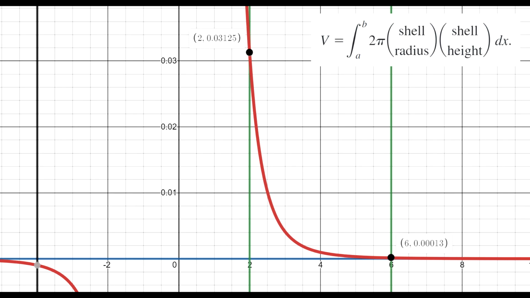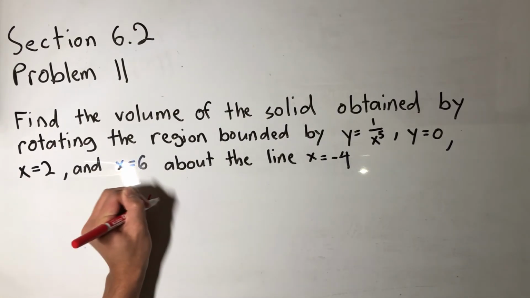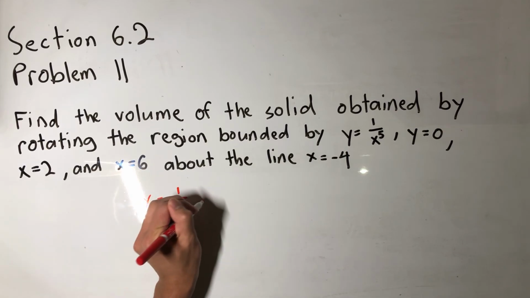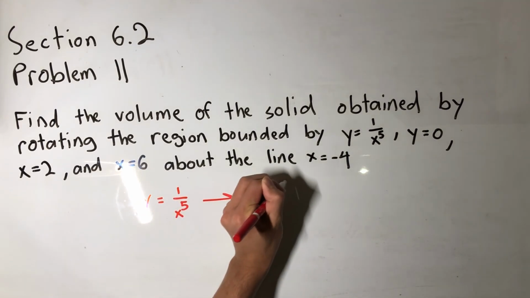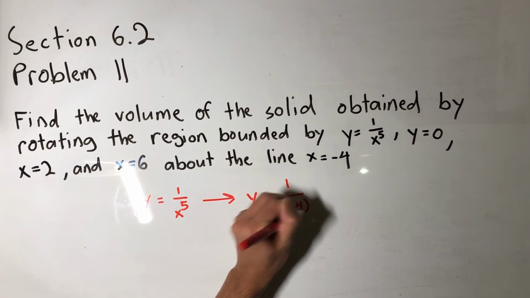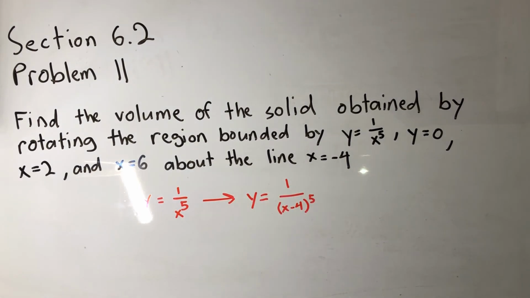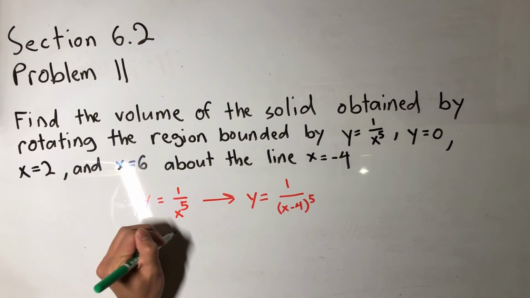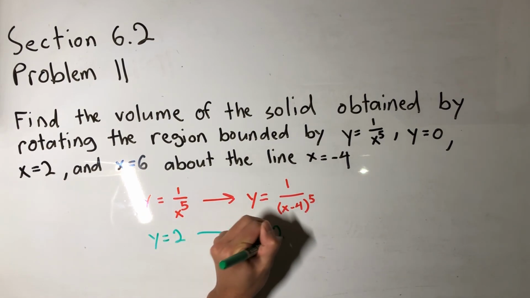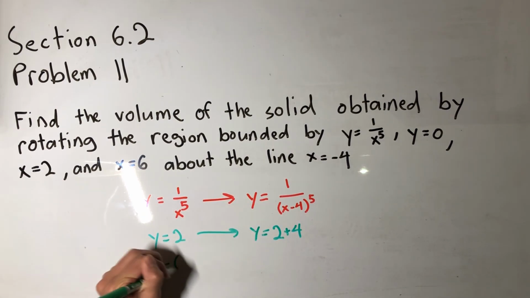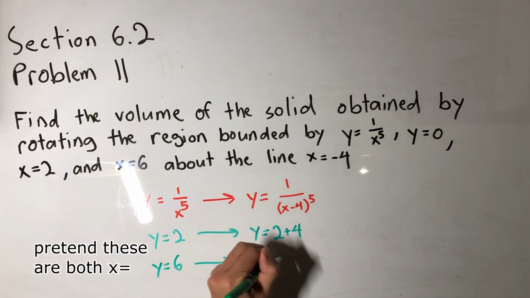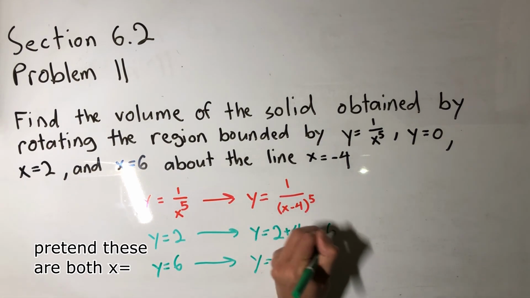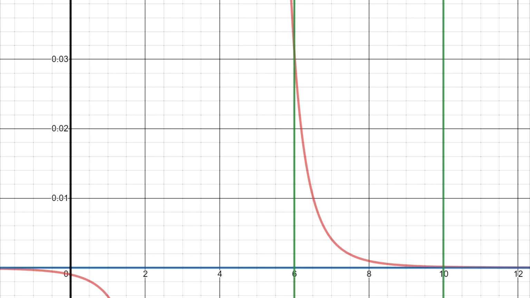And that will still give us the same volume as if we had revolved the original function around the line x equals -4. So our original function, which is 1 over x to the fifth, is going to become 1 over the quantity of x minus 4 to the fifth, and then our two bounds, which are x equals 2 and x equals 6, are going to become x equals 6 and x equals 10. And then of course we have x equals -4, which we're revolving the function around, is going to just become the y-axis.